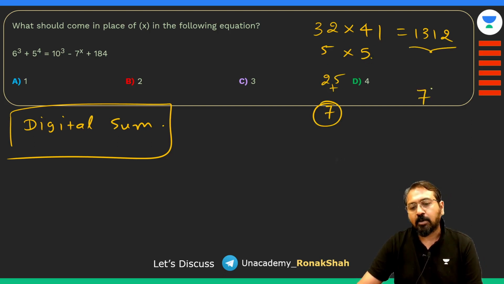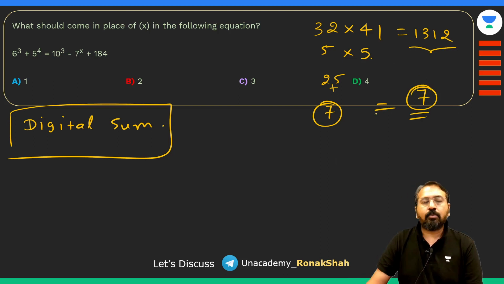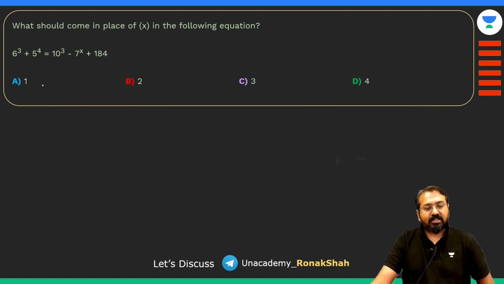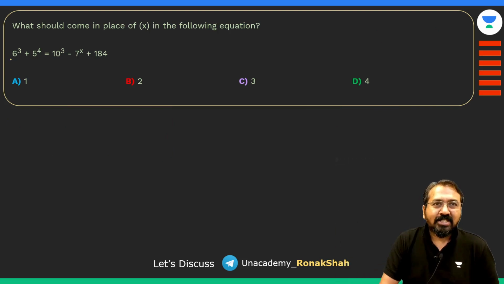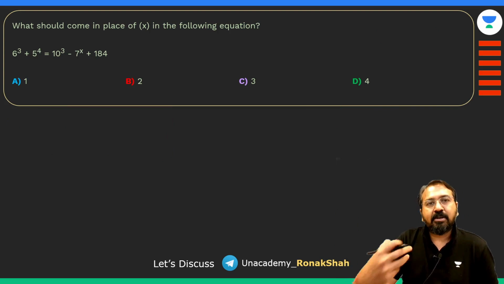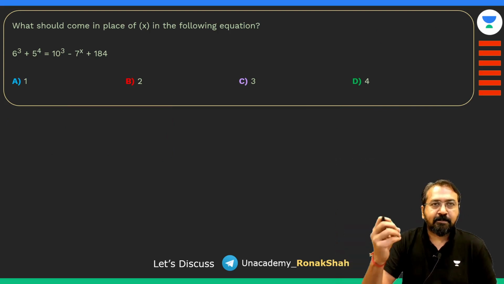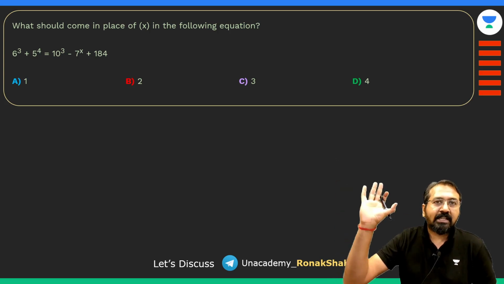So once again it will come out to be 7. So the digital sum on both the sides will be the same, right? So we can use this concept to quickly solve this question. Now there is one more concept in digital sum which says that if a number is a multiple of 9, the digital sum will always be 9 irrespective of how big that number is.